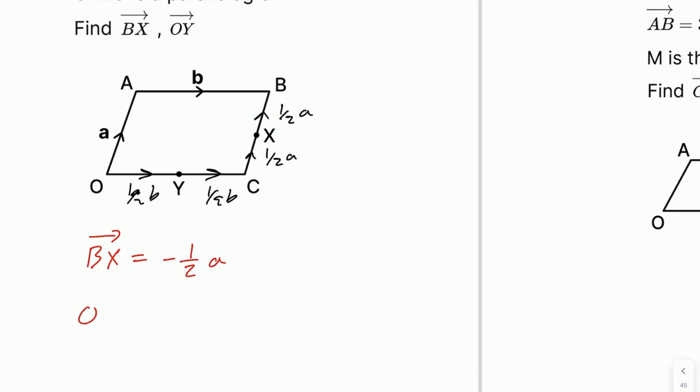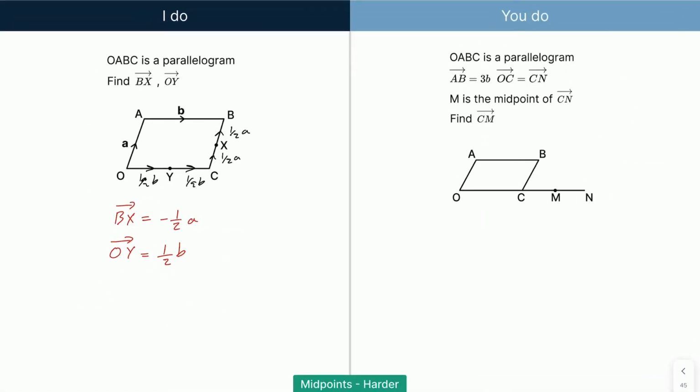And then to get O to Y, let me just make it clear that that's Y, not X. There we go. O to Y. So go from O to Y, that's just going to be a half B. It's in the same direction as the vector. So hopefully you've pressed pause and had a great go at the example on the right.